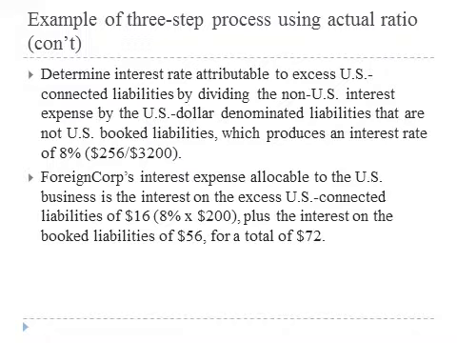Foreign Corp's interest expense allocable to the U.S. business is the interest on the excess U.S. connected liabilities of $16, 8% times 200, plus the interest on the booked liabilities of $56 for a total of $72.